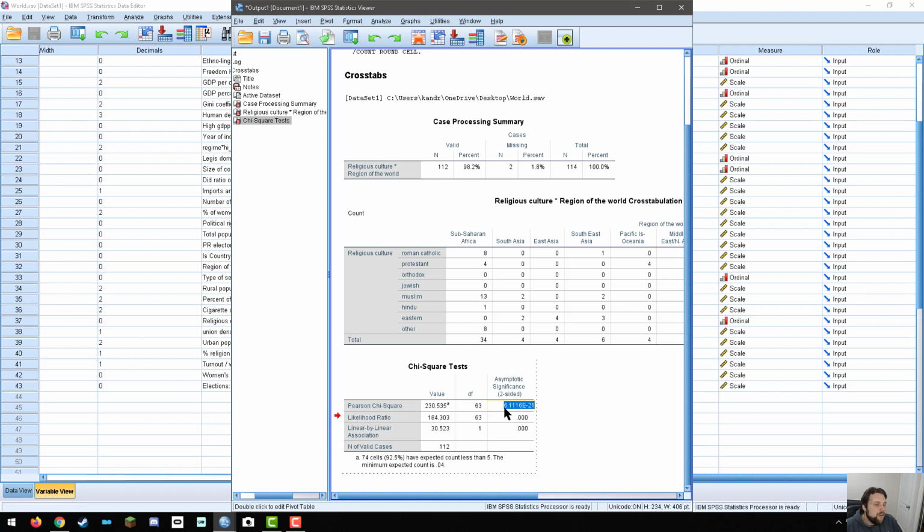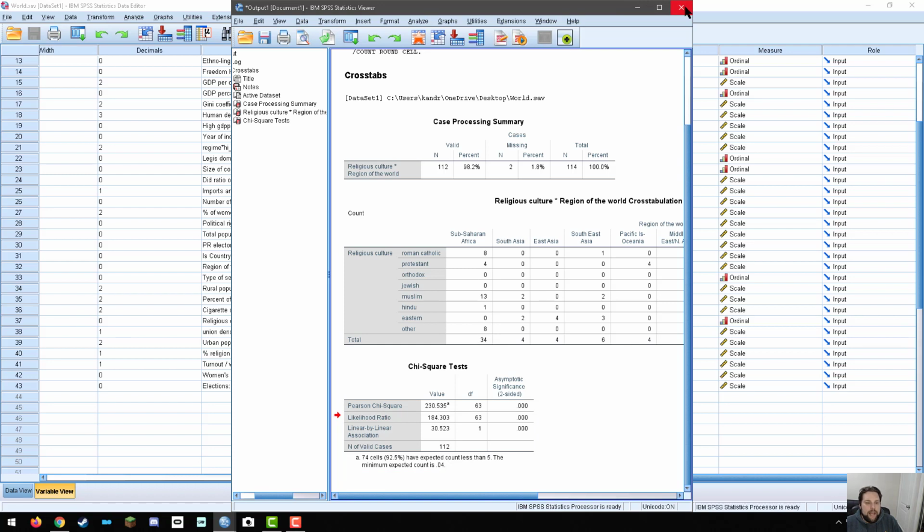So you're very confident in this case to reject your null hypothesis and assert that indeed there's probably a statistically significant relationship between the region of the world that a country is in and what their religious culture is likely to be. Okay? So that's how you run a chi-square.